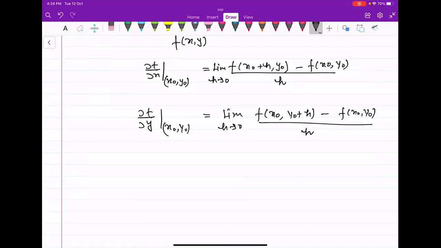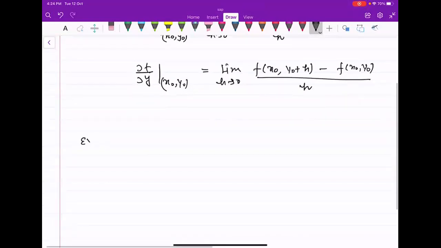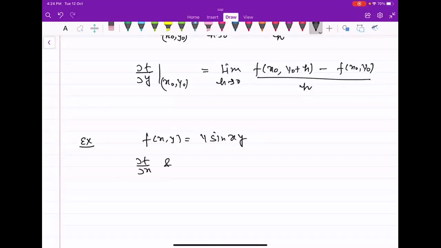Till here we have discussed already in the previous class. Okay, so we have done one question also based on it. Let us start to do some questions. Suppose f(x, y) equals y sin(xy). Then find del f over del x and del f over del y.